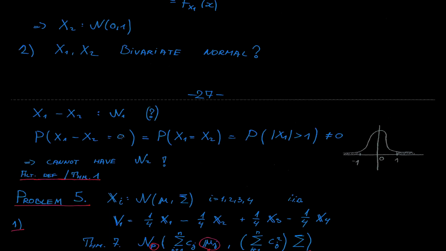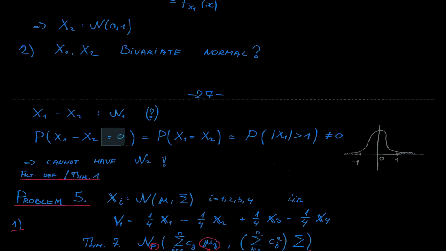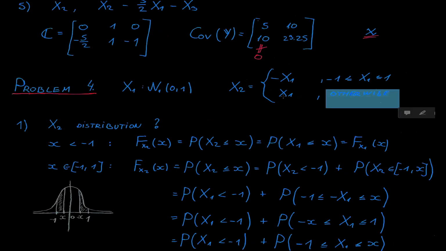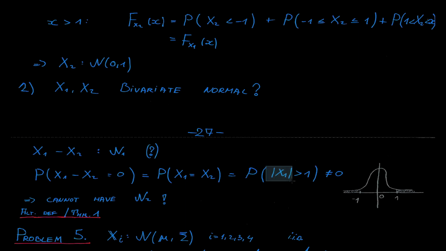0 with probability 0, because if it is a continuous random variable, then the probability that it takes an exact point is 0. Okay, so let's see what this probability is. The probability that x1 minus x2 is 0 is actually the probability that they are equal. And when are they equal, x1 and x2? Well, we know that they are equal for these values here. So for absolute value of x1 larger than 1.